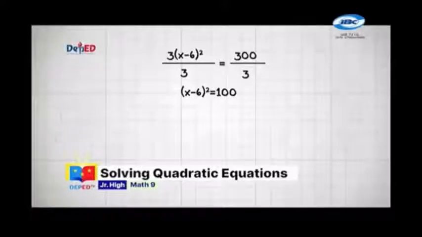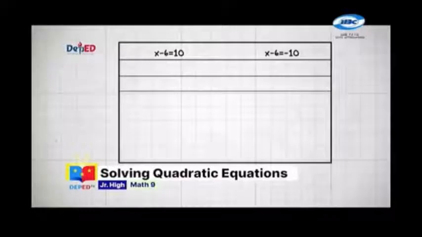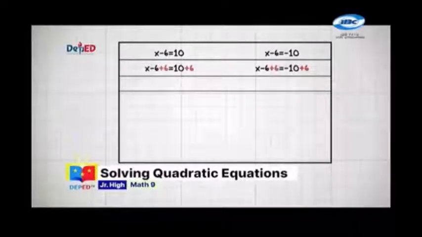Next step is to extract the square root of both sides. The resulting equation is x minus 6 equals positive negative 10. We now solve for the value of x using each of the square roots of 100. Hence, the equations x minus 6 equals 10 and x minus 6 equals negative 10. To isolate the variable x, we must eliminate negative 6 on the left side of each equation. We do this by adding 6 to both sides of each equation. So last step is to simplify.